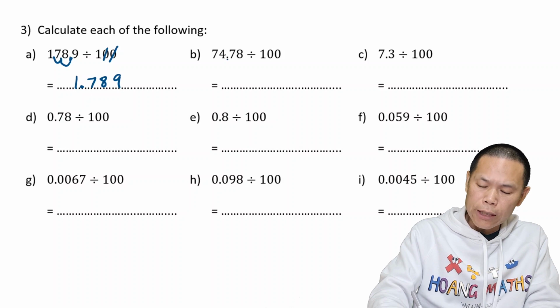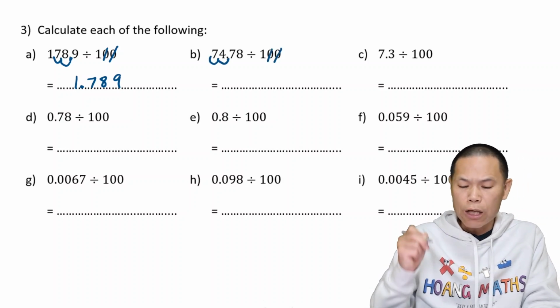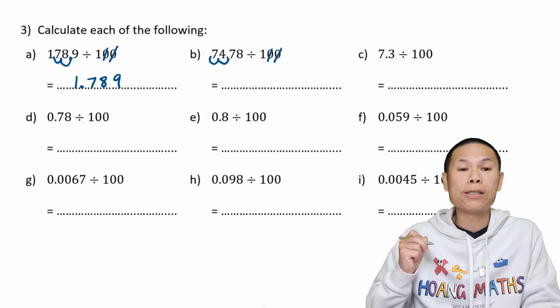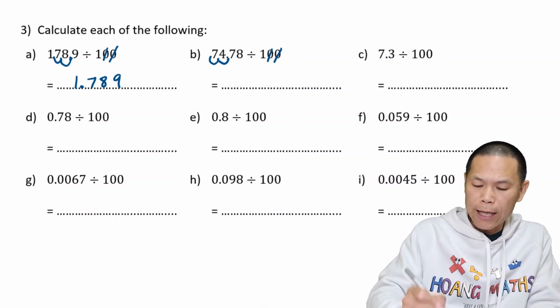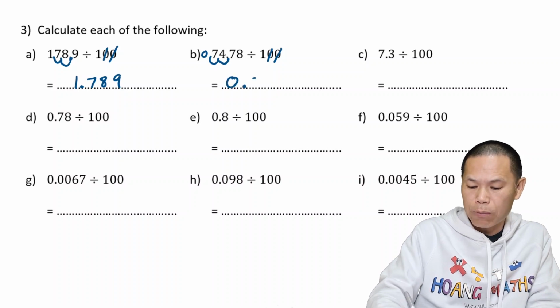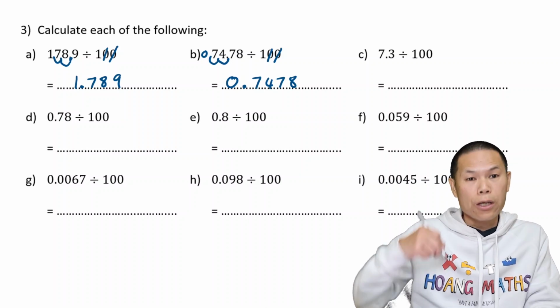And then we move this decimal point to the left, we cancel. We move 1, we cancel. That is 0.7478. So it's exactly the same as, I put a 0 here. So that means same as this. Okay, keep that in mind.